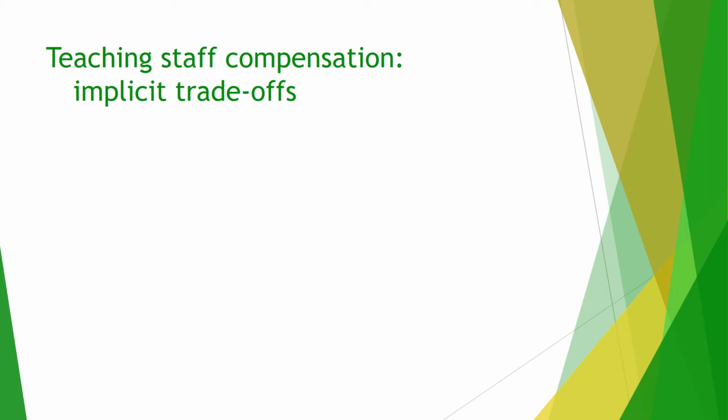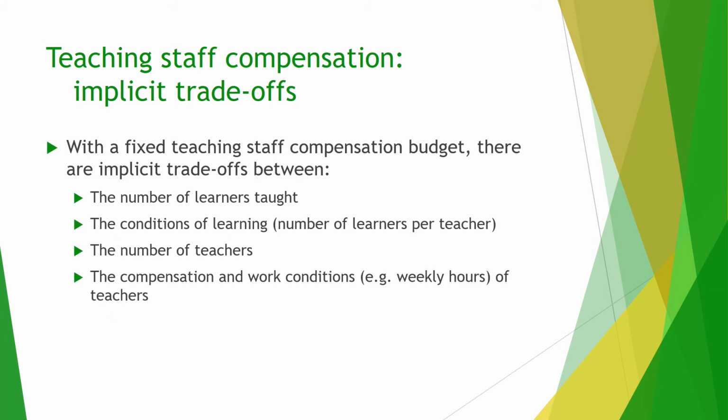If we zoom in a bit more and concentrate on the compensation for teachers, it's important to realize that there are some implicit trade-offs. In particular, in a situation with a fixed budget for teaching staff compensation, some implicit trade-offs appear between the number of learners that can be taught, the conditions of learning, and in particular the number of learners per teacher, the number of teachers, and the compensation and work conditions of teachers. For instance, the weekly hours that teachers need to work.